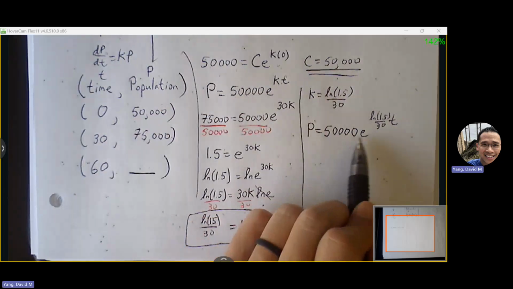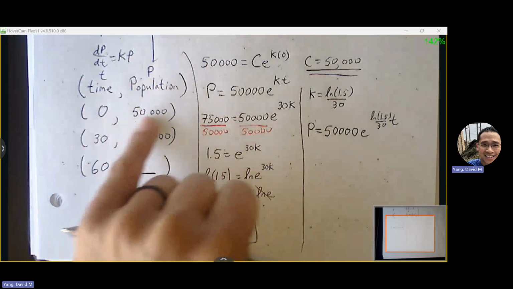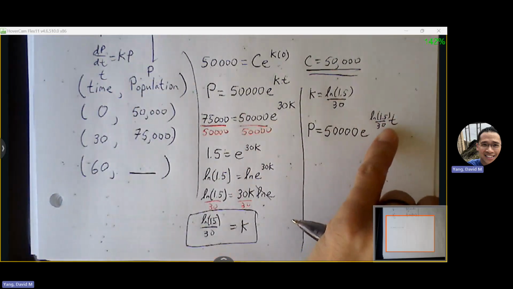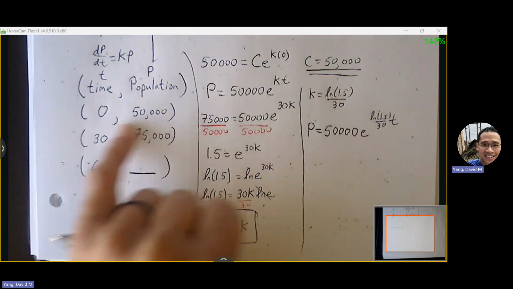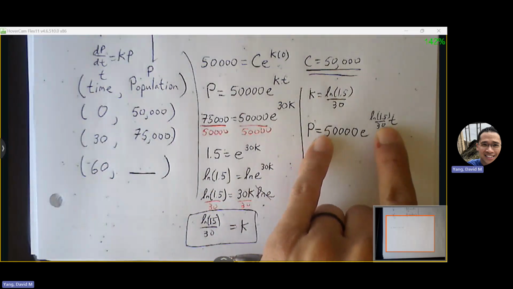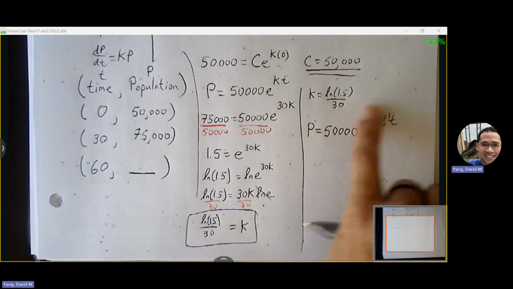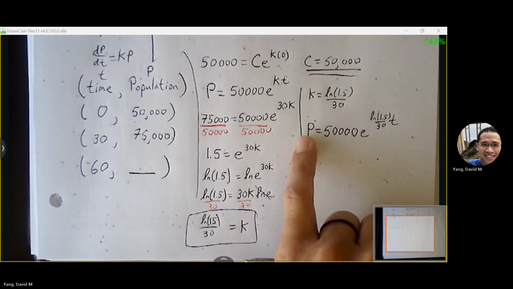So P is equal to C e to the KT. We've replaced C with 50,000 because of this first ordered pair. We've replaced the K value with natural log 1.5 over 30 because of the second ordered pair. And now, the third, we have enough information to plug in 60 for T and then plug all this in and solve for P.